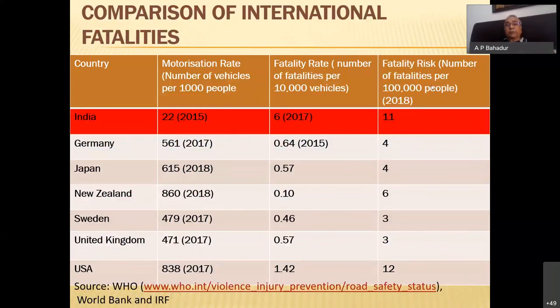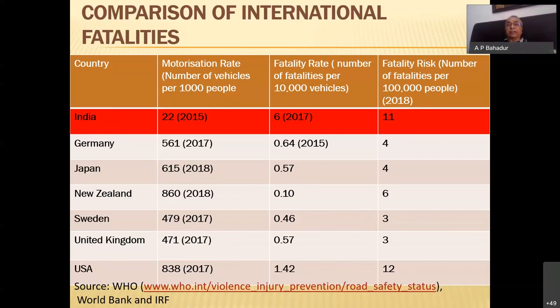Now, if we compare internationally, as you can see in this table, the motorization in our country is very, very low. These figures are somewhat old in some places, but all the same, it is what is available, and it may not have changed a lot in the last 2-3 years. So in India, the motorization is only 22 per 1,000 people, whereas in the US it is 830, or rather New Zealand, 860.